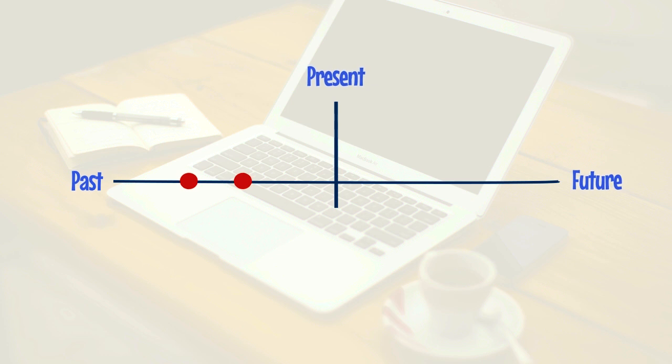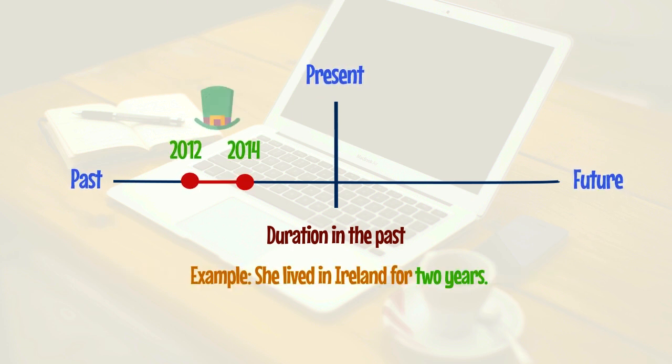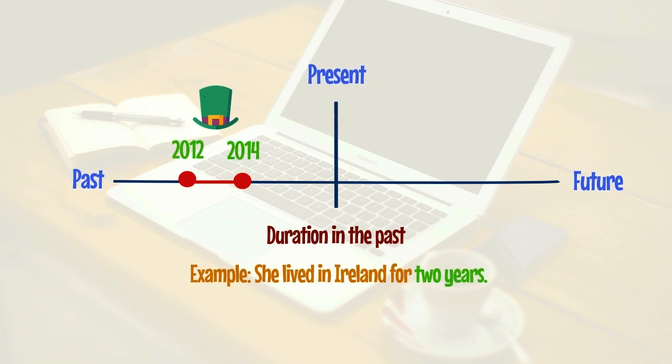We can also use the past simple to talk about duration in the past, which means to describe when an action started and finished in the past. Example: she lived in Ireland for 2 years.